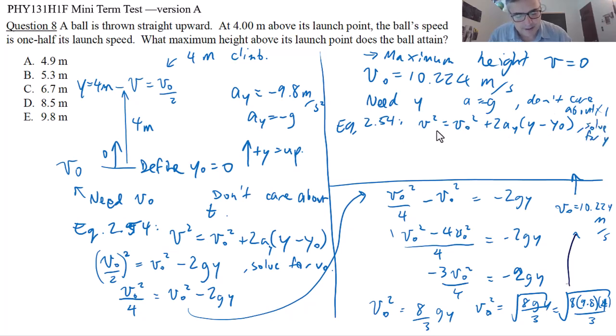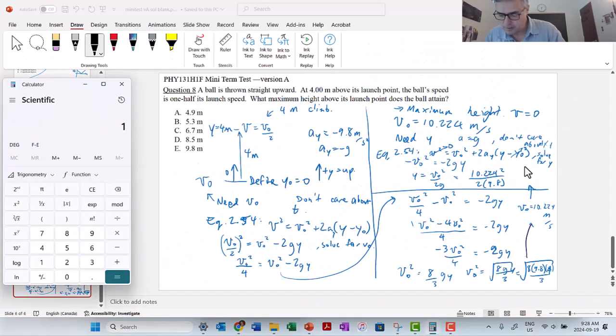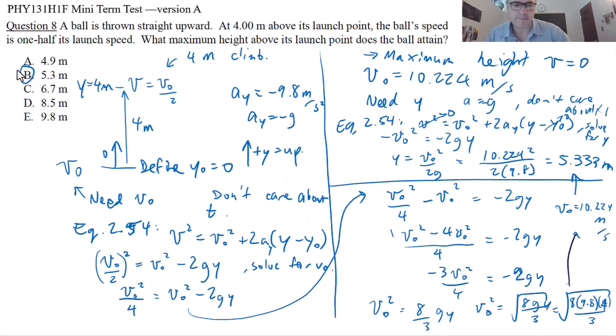Hopefully we have enough room to do that. Remember, v is 0, so we've just got negative v0 squared is equal to negative 2g times y. This one is 0 as well. And then the negatives cancel on both sides, and I get y is equal to v0 squared over 2g. So it's going to be 10.224 squared divided by 2 times 9.8, which equals 5.333 meters, which is closest to B.